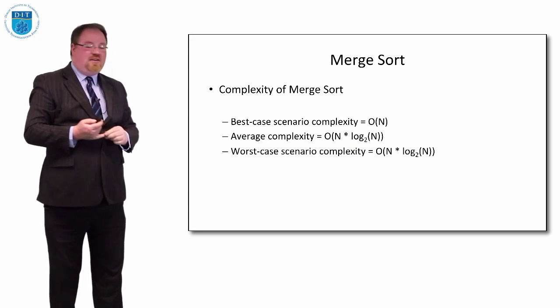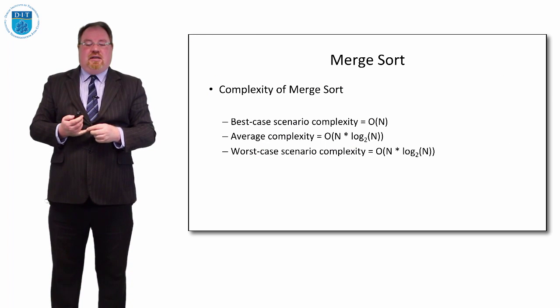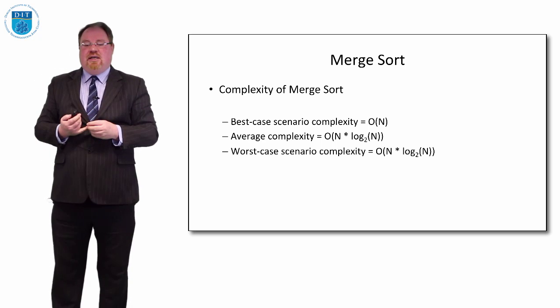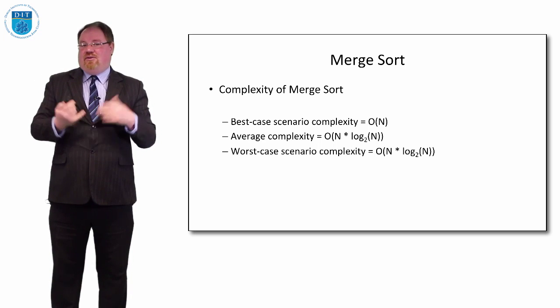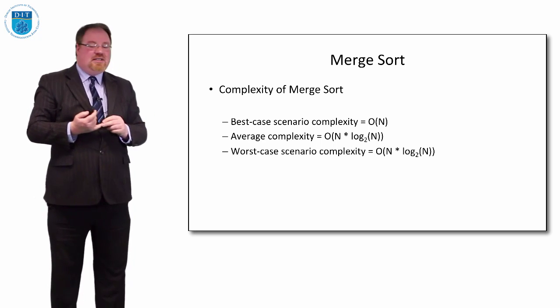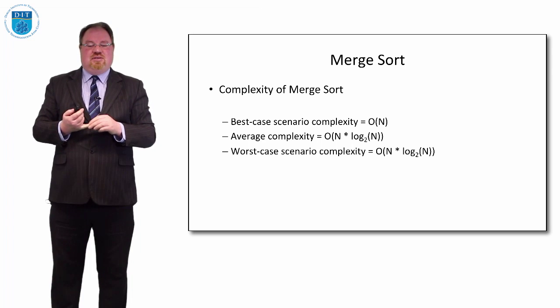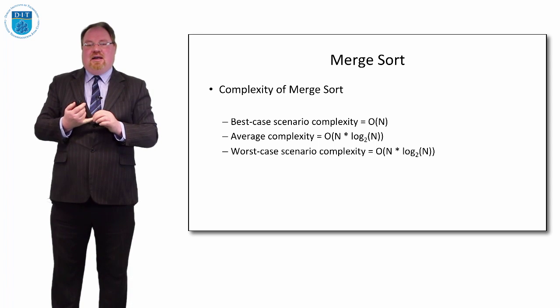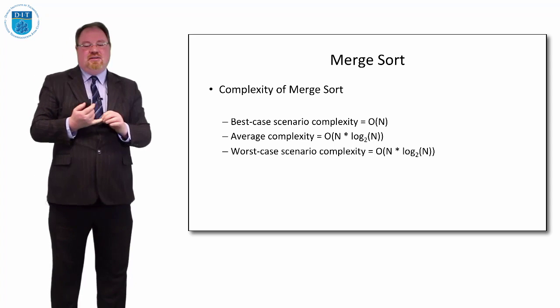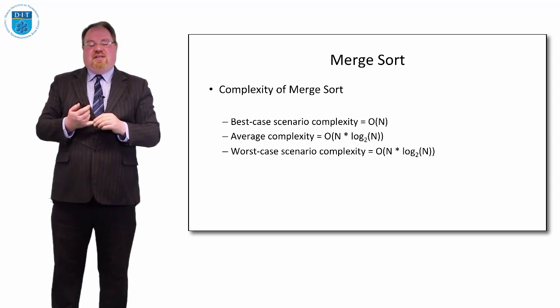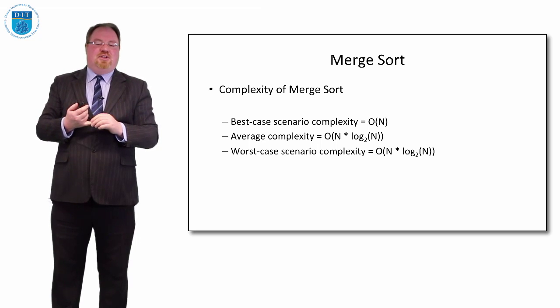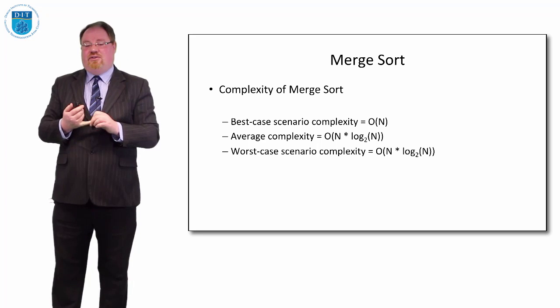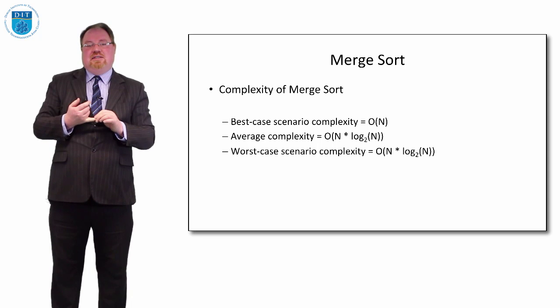In terms of the complexity of merge sort, like shell sort, the best case scenario is n. So if the array is 10 elements long, it might take as little as 10 exchanges. Our average complexity though is n log n, or n log to the base 2 of n. So if it's 10 elements long, it'll be about 30 computations, and our worst case scenario, like shell sort again, is order n log n as well.